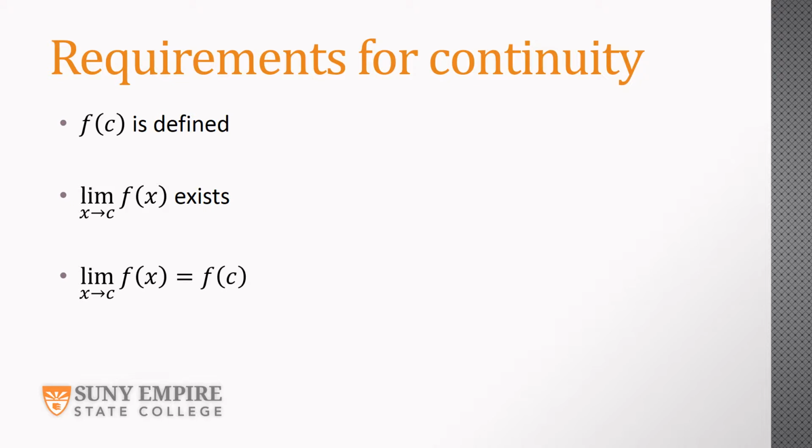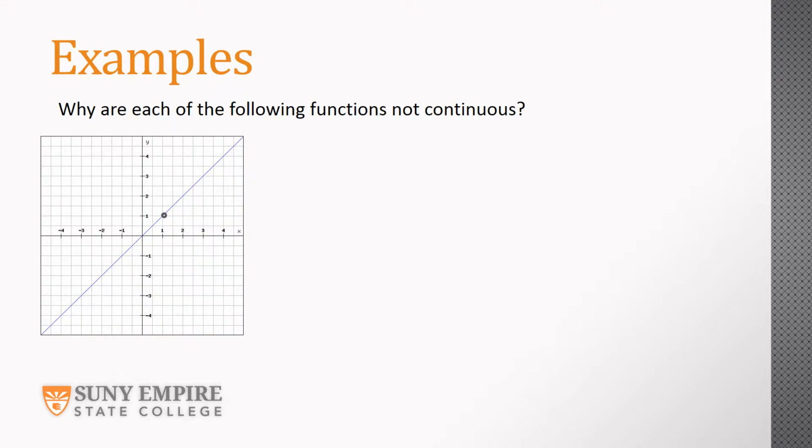Let's look at examples of graphs that fail these three criteria. If we inspect this first graph, we notice that there is a hole in the graph. At x equals 1, this function is not defined. Since the function does not meet the first criteria, it is not a continuous function.